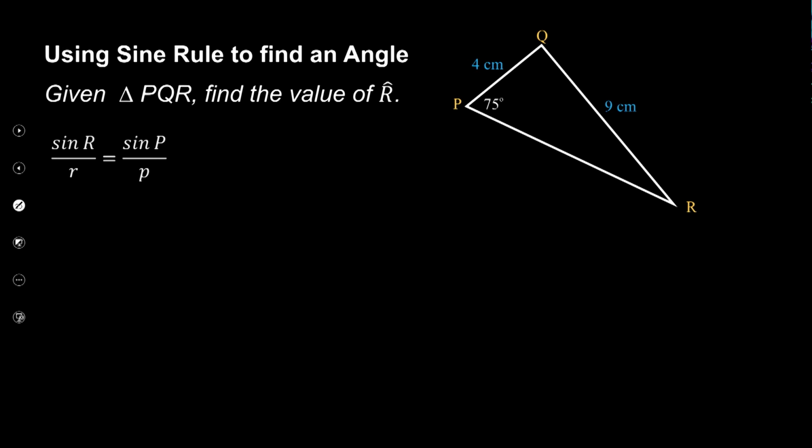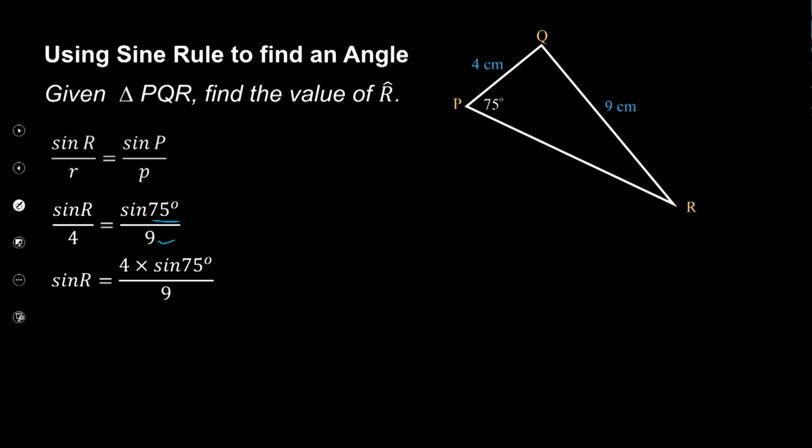So this is the version of the sine rule we're going to use: sine R over r equals sine P over p. Now, substitute all the relevant values in. Substitute 4 for r, and angle P is 75 degrees and side p is 9 units. Rearrange this to make sine R the subject of the formula. Multiply throughout by 4 and we end up with this neat fraction, which we will then put into our calculator.